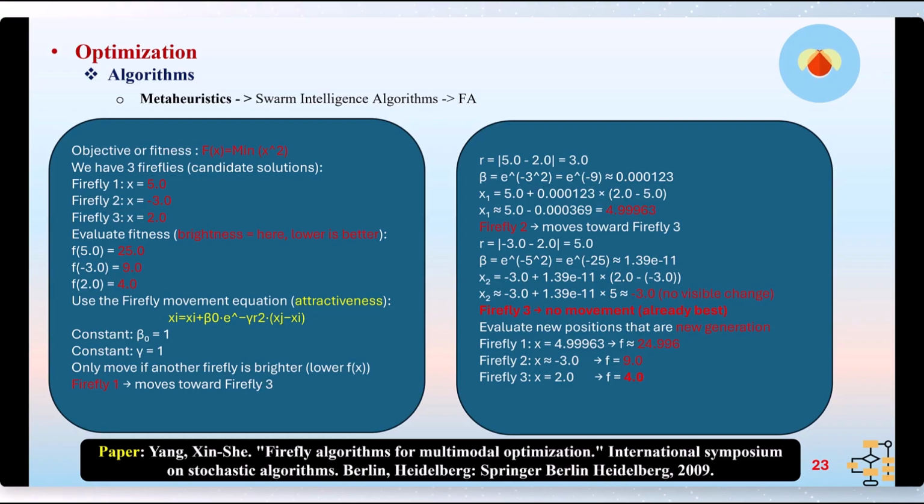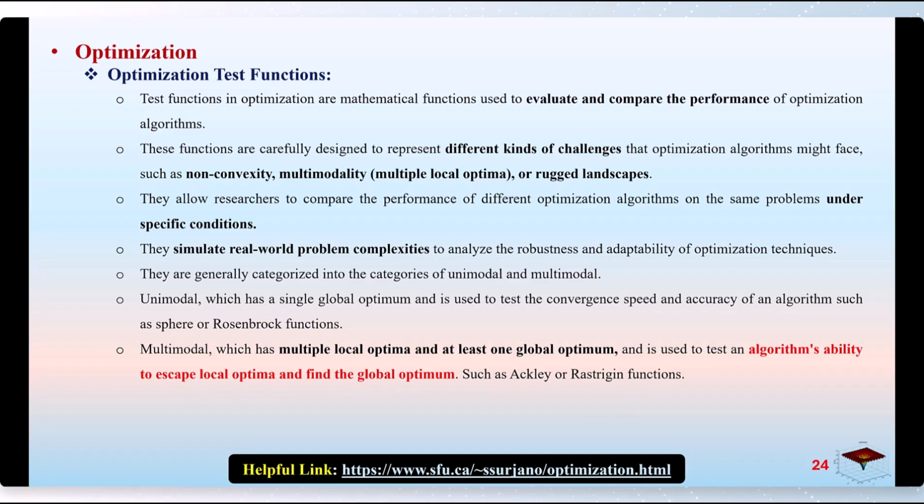So firefly 1 moves toward firefly 3. Based on the equation, we have 4.9 for firefly 1 now. Firefly 2 moves toward firefly 3 again, because firefly 3 is brighter. So we have minus 3. So basically no change. Firefly 3 has no movement because it is already the best. So we are going to evaluate the new positions, that is the new generation. So we have 24.9, 9, and 4. And this is going to be considered as the new generation. Now we cover optimization test functions. So basically there are a lot of test functions out there.